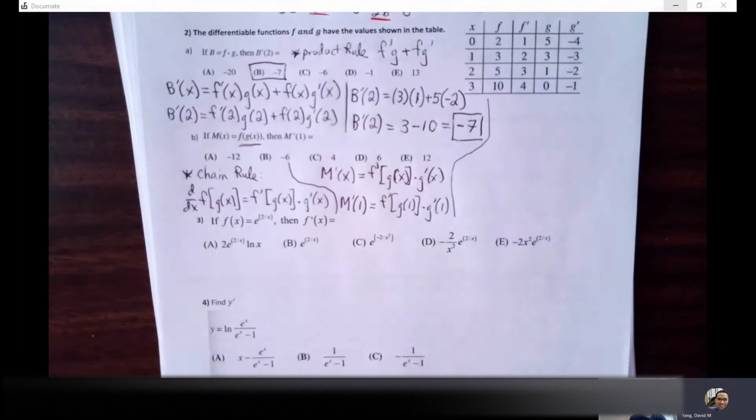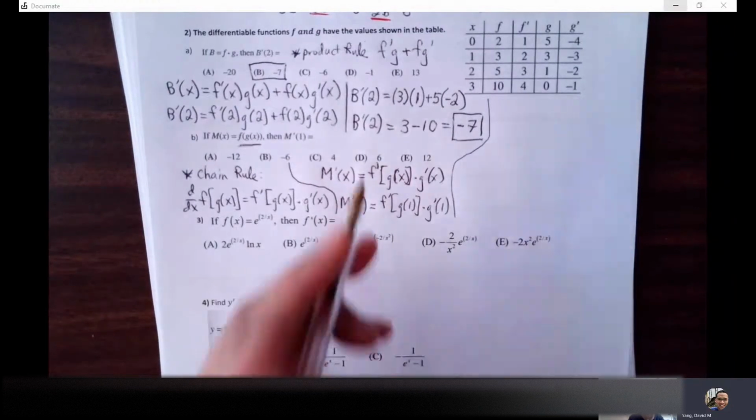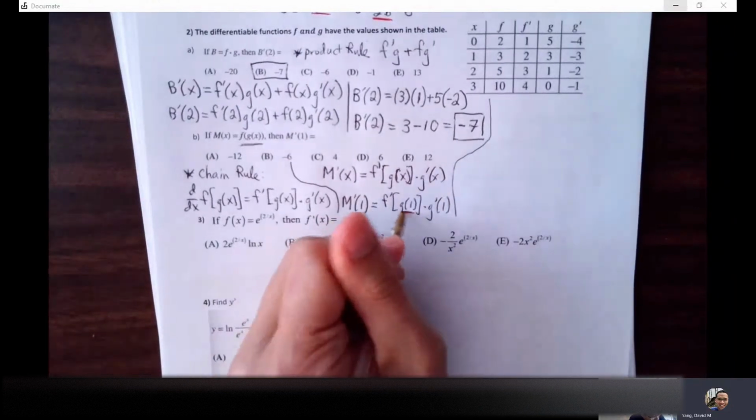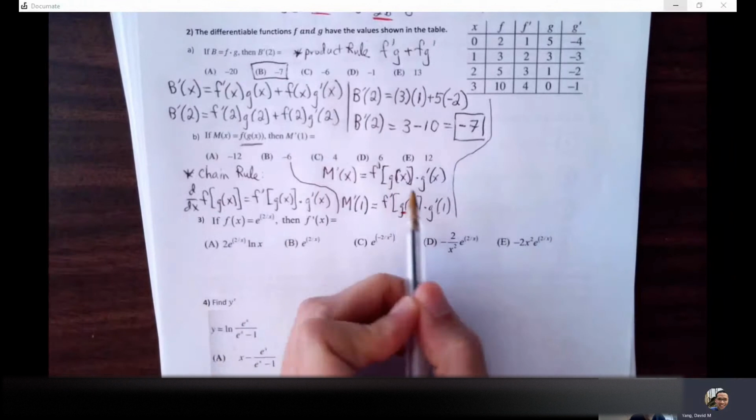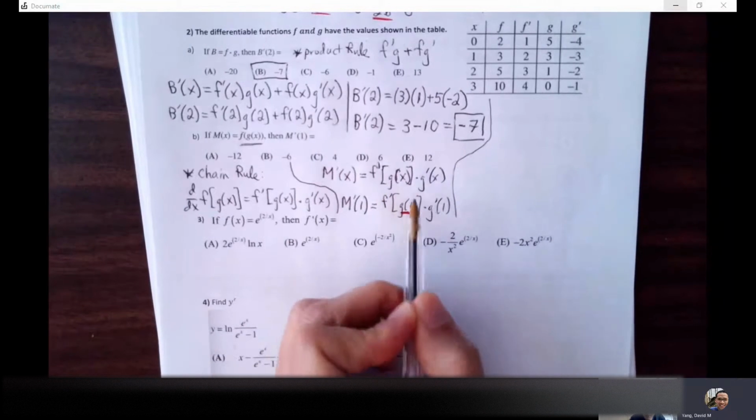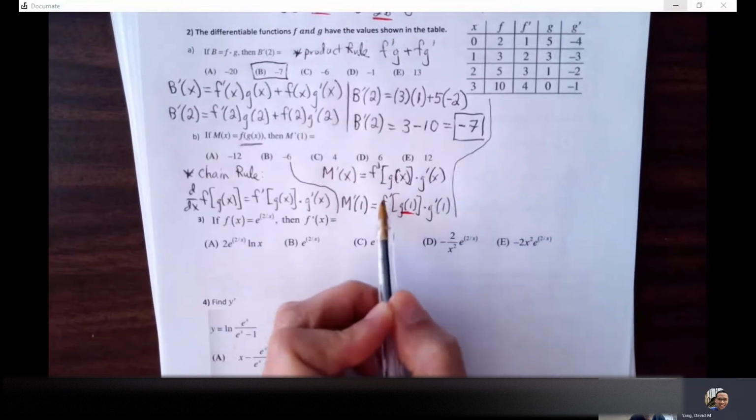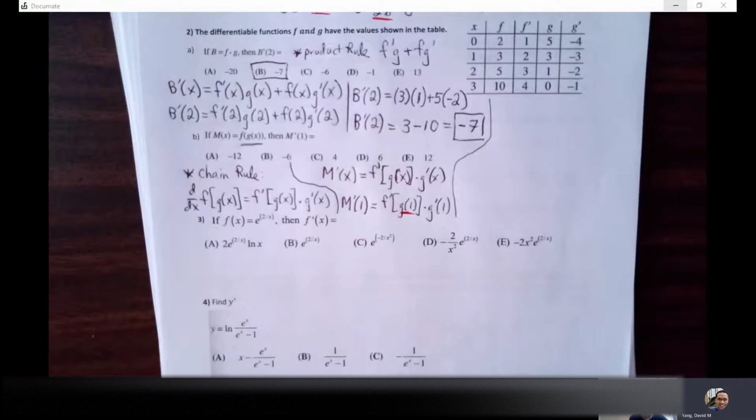All right, so we're going to work from the inside out here. We're going to first find that g of 1. Once we find g of 1, we can have more information to actually figure out what to do with this larger portion, that f prime.